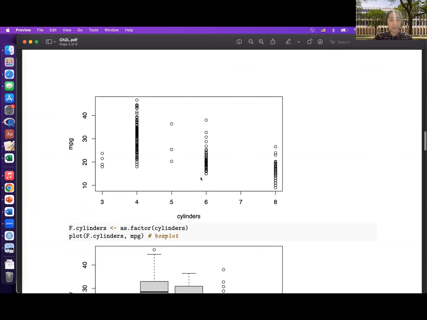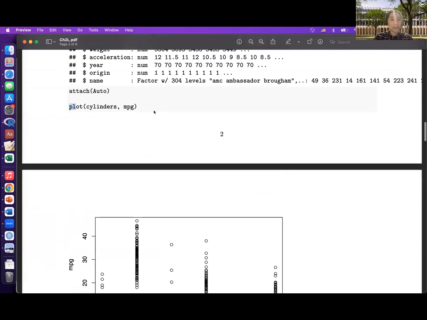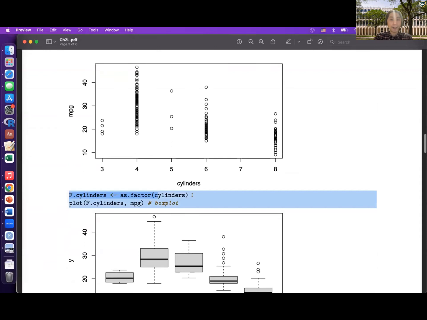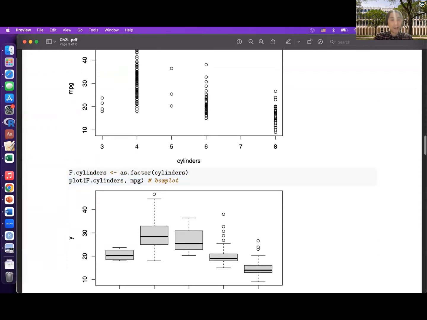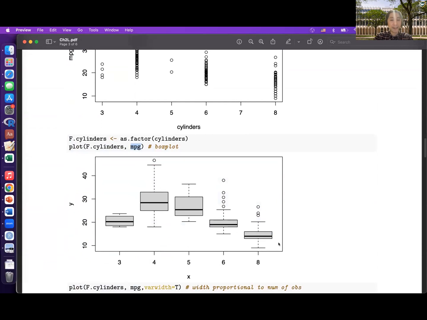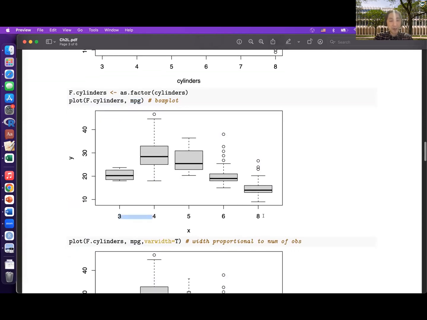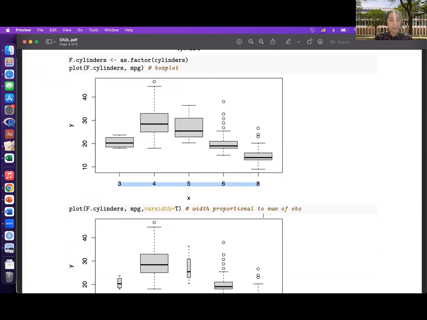1, 2, 3, 4, 5, the box plots. So if we just plot, this becomes a scatter plot. But if we make cylinders a factor, because this is a discrete scale, then we can use the factor variable here and the continuous variable here. Then we can make a box plot. So 3, 4, 5, 6, 8. So 7 is ignored because this is just a factor. So we have 5 levels. So the meaning of these numbers is ignored.